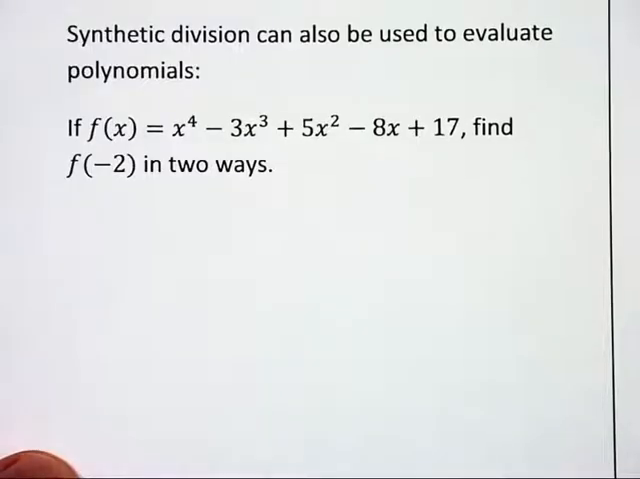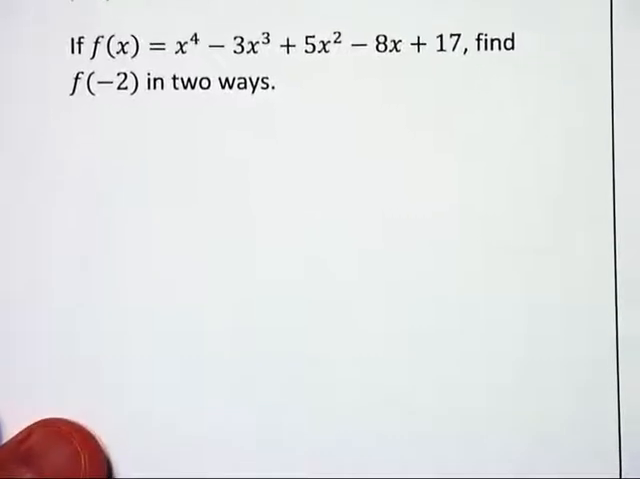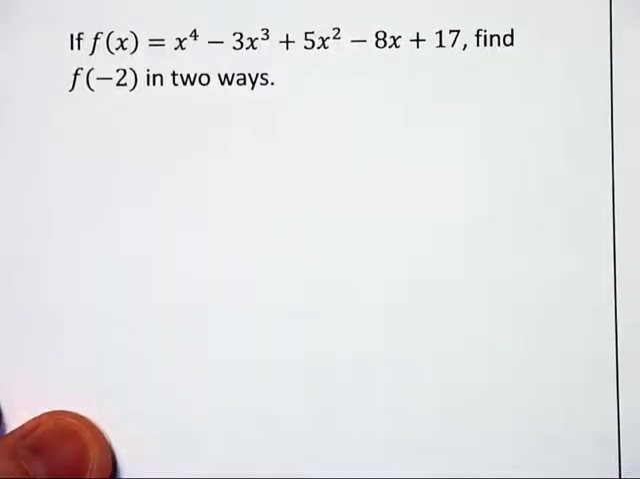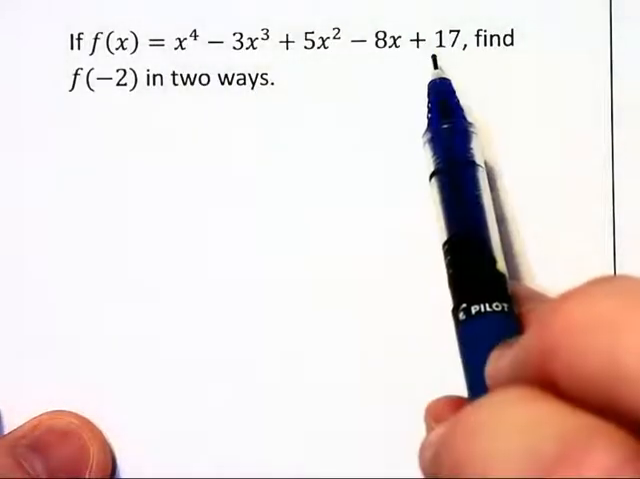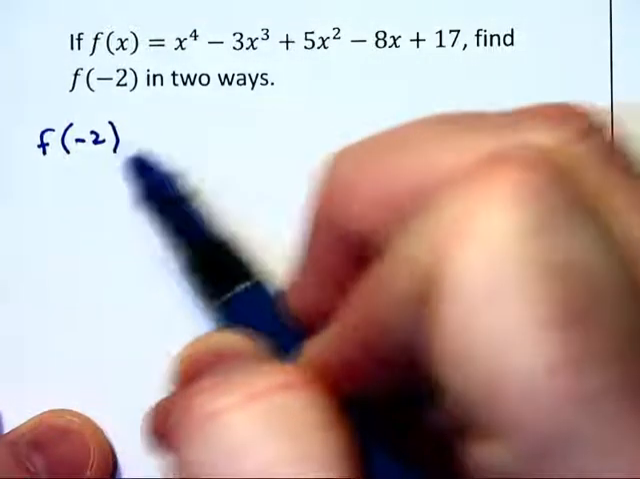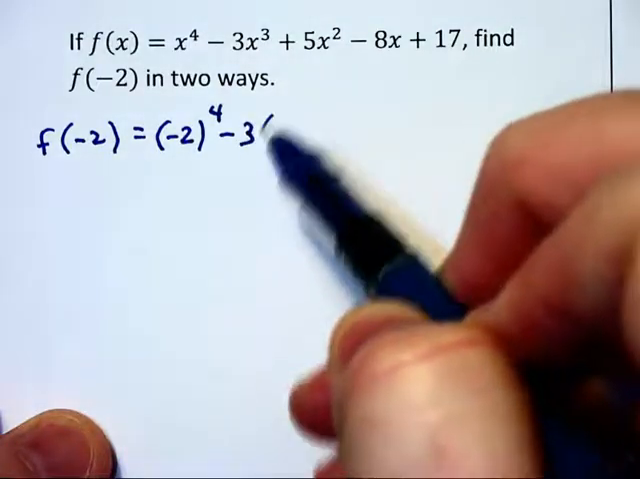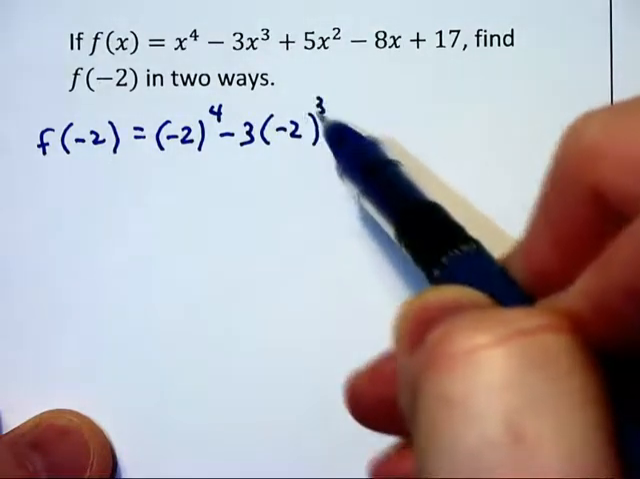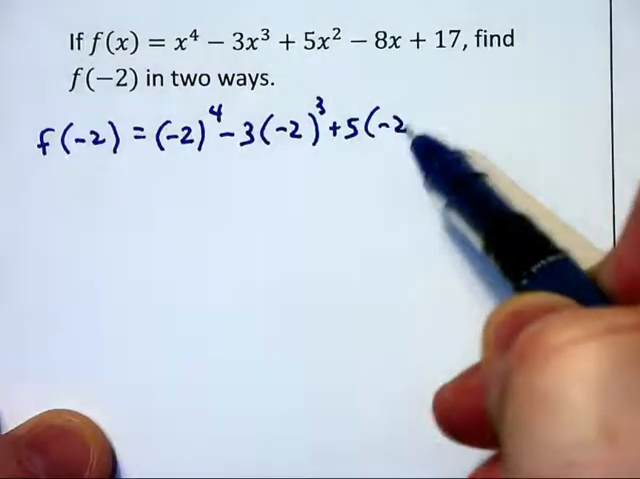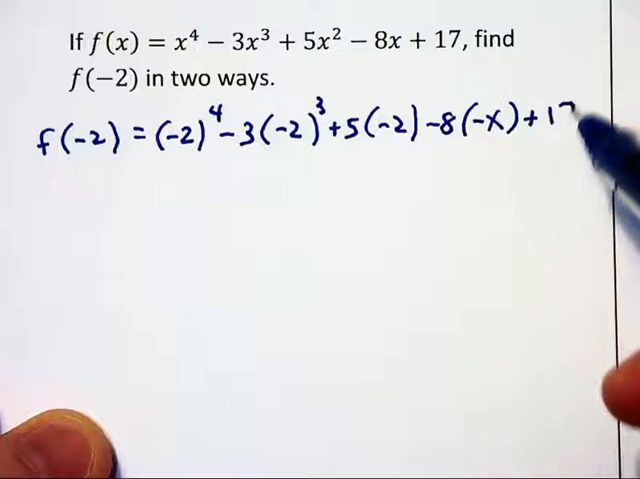Now, synthetic division is not good just for division purposes. It can also be used to evaluate polynomials. So let's take a look at this next problem and do it in two different ways. Find the value of this f of negative 2. Well, done directly, you would say, oh, substitute the negative 2 in for each occurrence of x, and then evaluate what you have left over, which is a little bit tedious, but it's very doable.